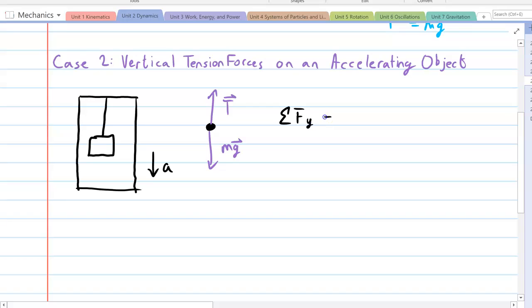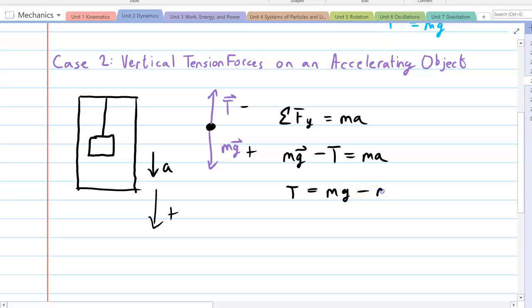Sum all the forces in the y component, and it's equal to ma. Since acceleration is pointing downwards, I'm going to make this way the positive direction. Usually I like to make my positive direction the same direction as acceleration, and it just helps me in the long run. So this makes this one a positive force, and this one's a negative force. So mg minus T, the tension force, is equal to ma. And then I'll solve for T, so T is equal to mg minus ma.